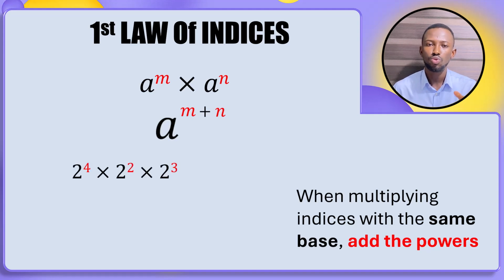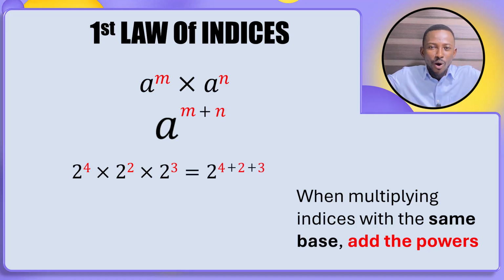We have 2 to the power 4 times 2 raised to the power 2 times 2 raised to the power 3. What does that mean? Since they all have the same base, 2, we will just write one of that, and then pick all the powers and add them.